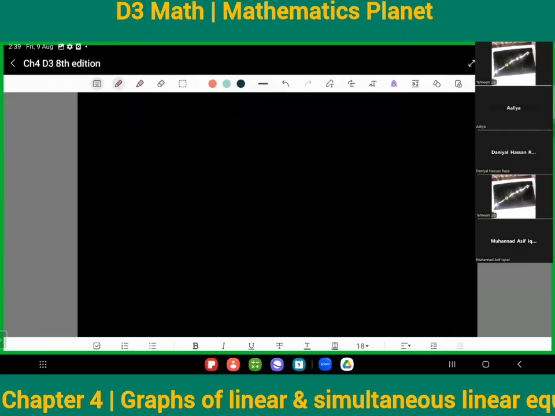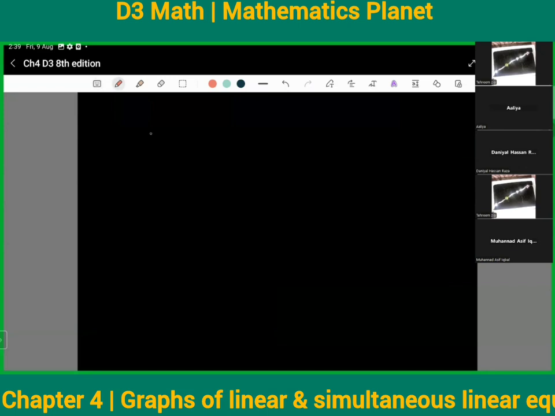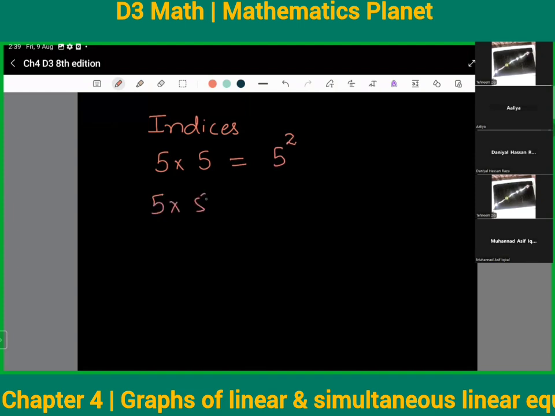So students, starting the next topic, that is indices. For example, you have 5 times 5. You can write 5 times 5 as 5 to the power 2. If you have 5 times 5 times 5 times 5, you can write it as 5 to the power 4. If you have only 5, you can write it as 5 to the power 1.